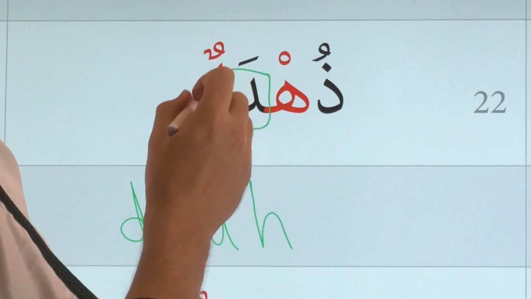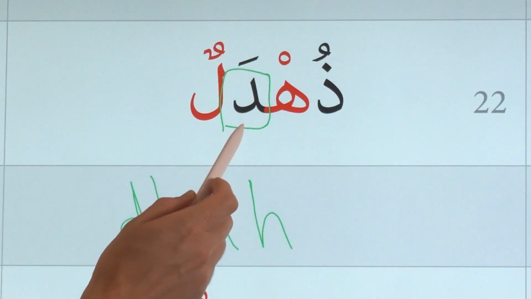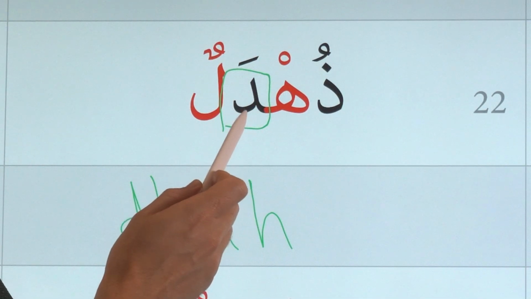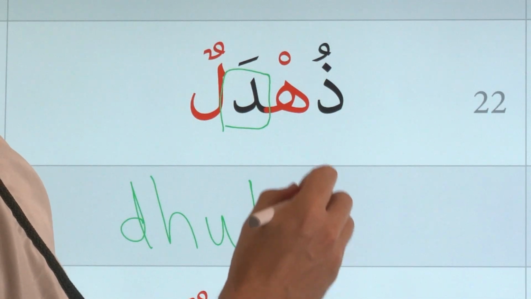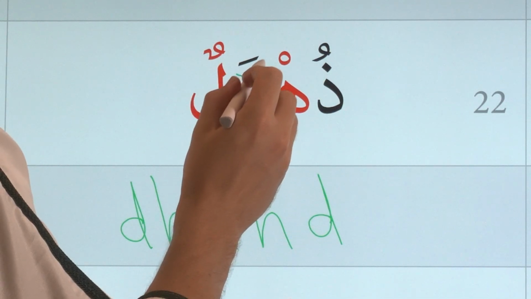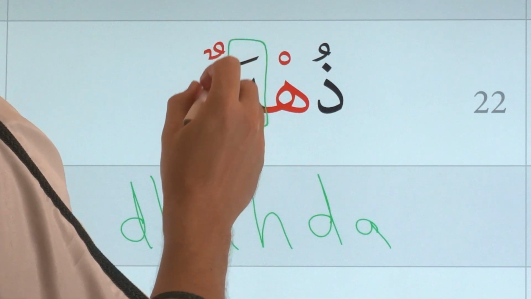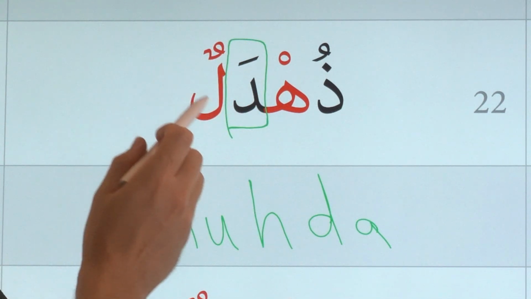Next, we find this shape here, which does not connect to the letter after it, and also does not have a dot above it. So this is the letter dal. So we're going to write a lowercase d for the letter dal. Above the dal is a fatha, so we're going to write an a for the fatha. So together this dal and fatha would be pronounced da.